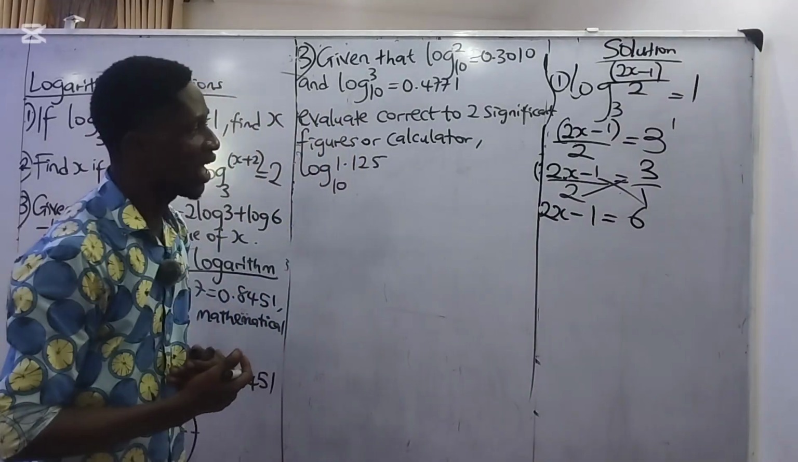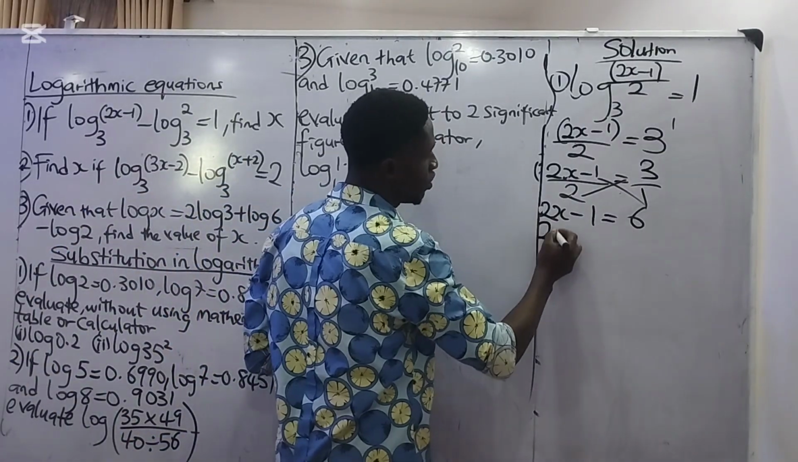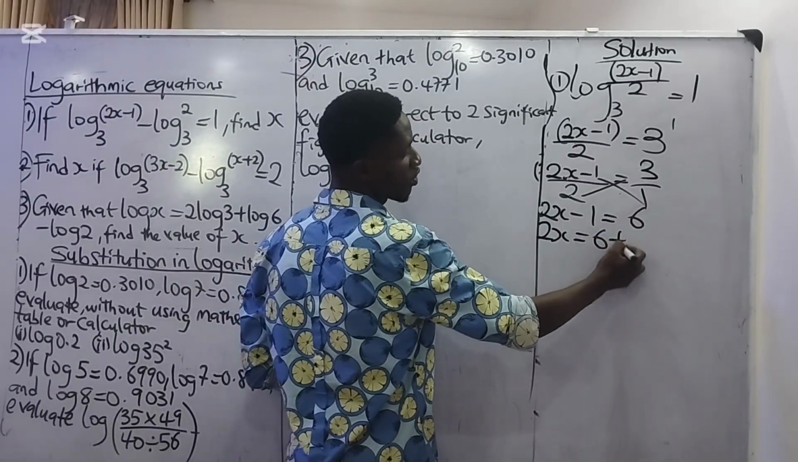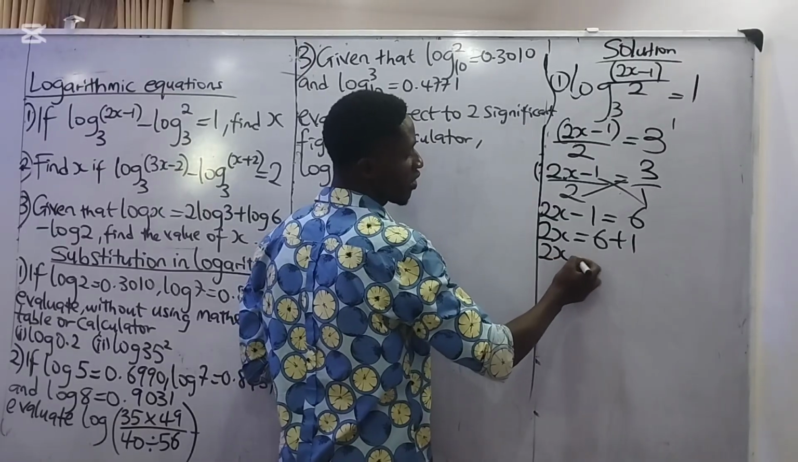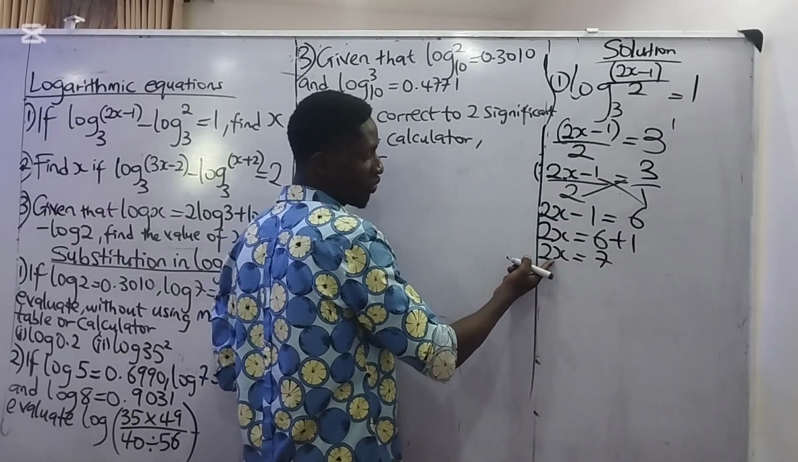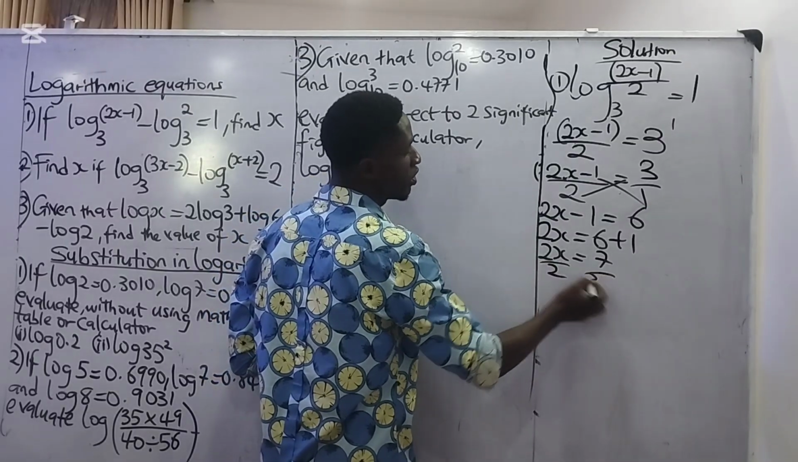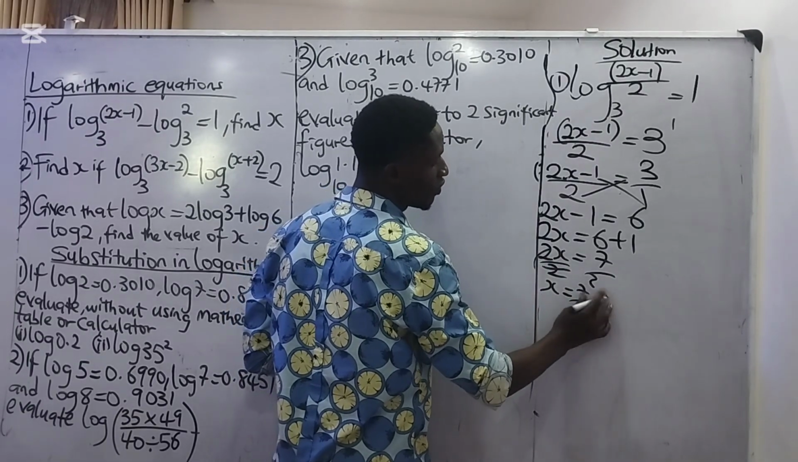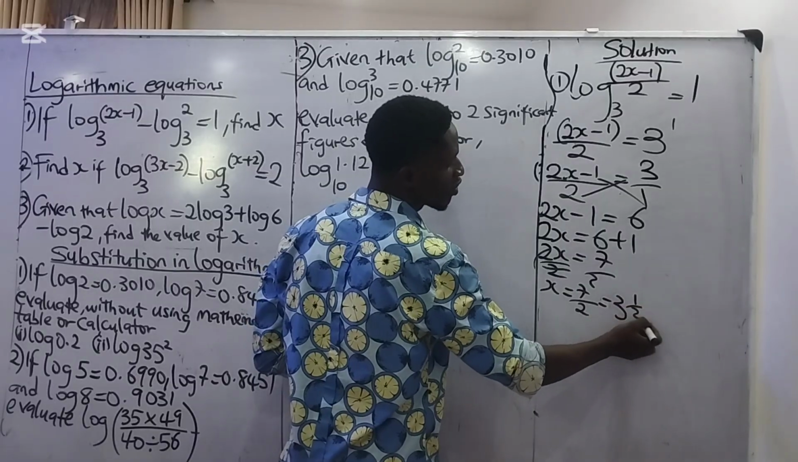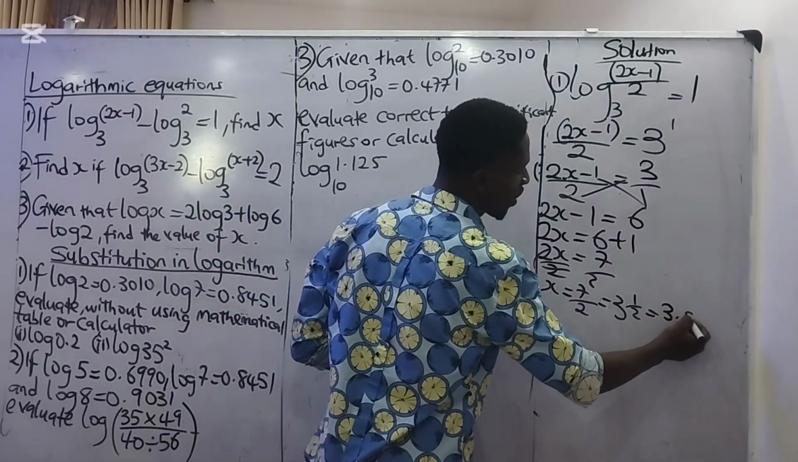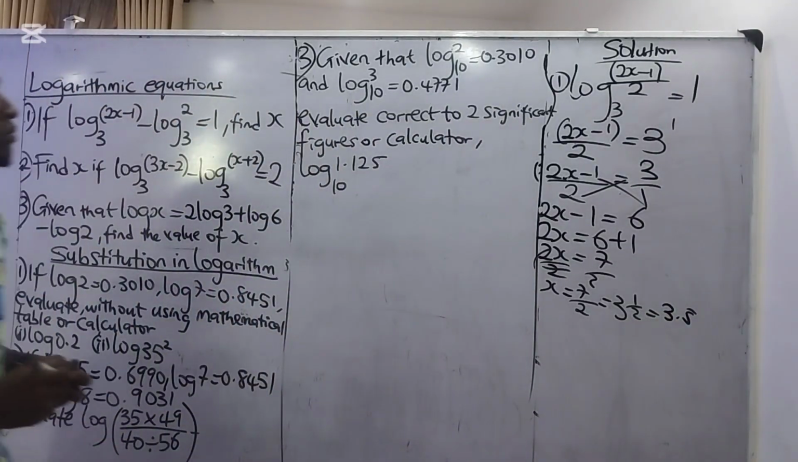We'll collect like terms. So we have 2x is equal to 6. When minus 1 comes here, it is plus 1. 2x is equal to 6 plus 1 is 7. Then for us to get the value of x, we'll divide both sides by 2. So our x is 7 over 2 or 3 whole number 1 over 2. Or you can put it in decimal, which is 3.5, and that is the answer. So we go to number 2 right away.